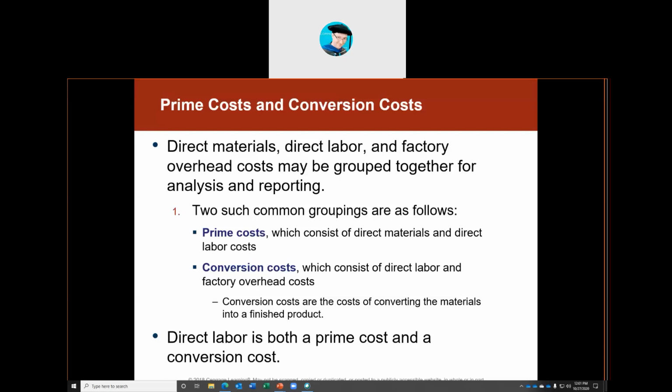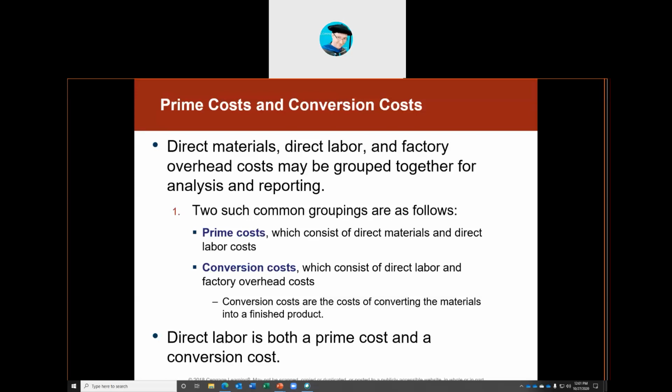Prime means primary. Prime costs or primary costs consist of direct materials and direct labor, because direct materials and direct labor are key factors in the production process. Direct materials, direct labor, factory overhead. Direct materials and direct labor are what we call prime costs. So they're the first costs that go into the production process.